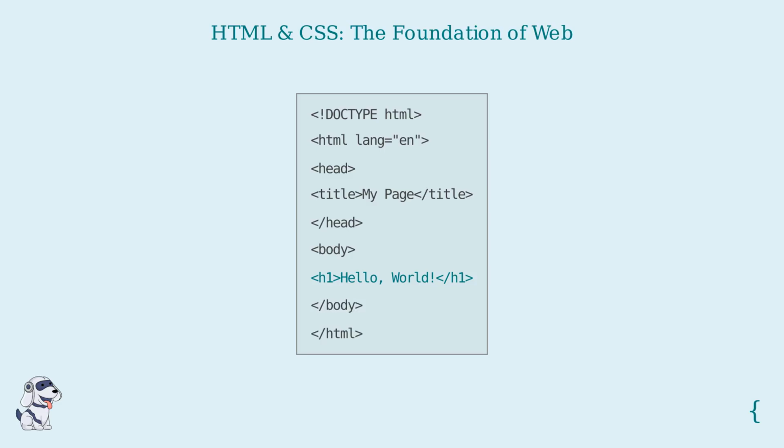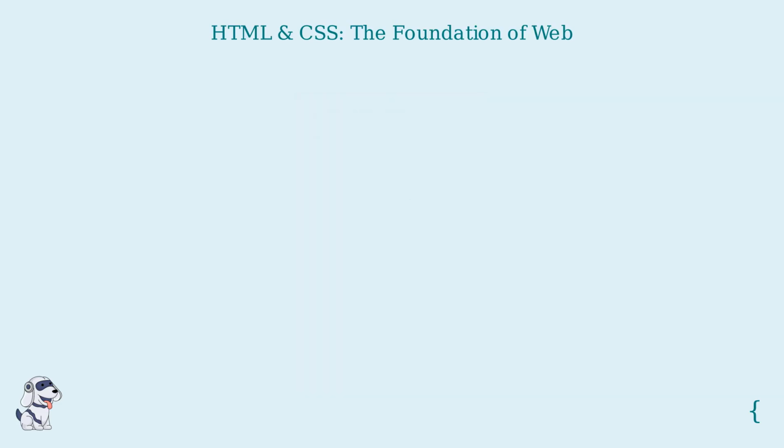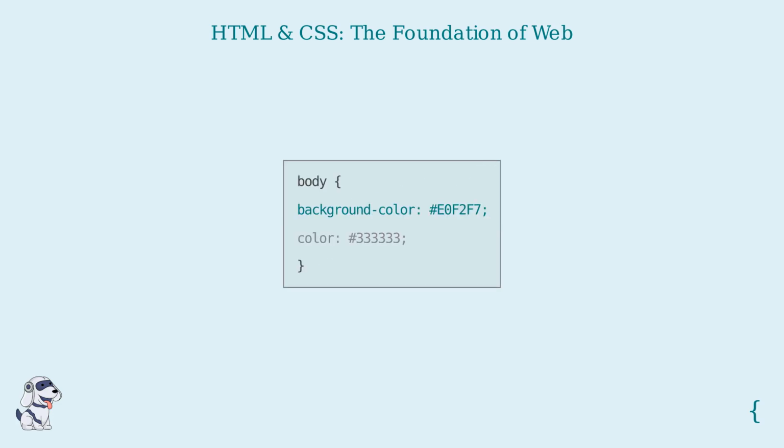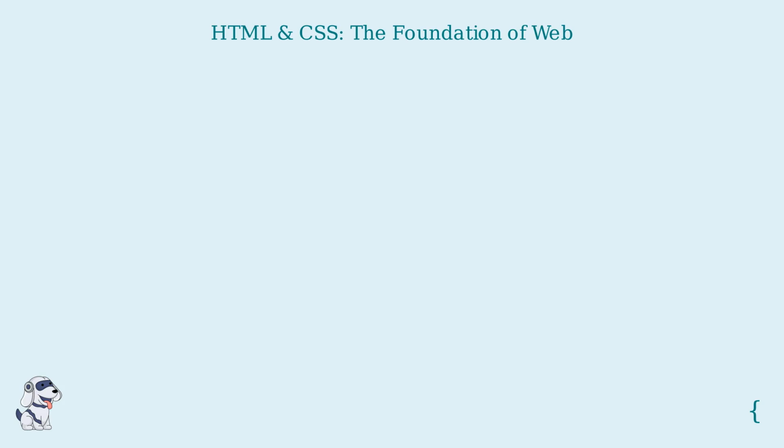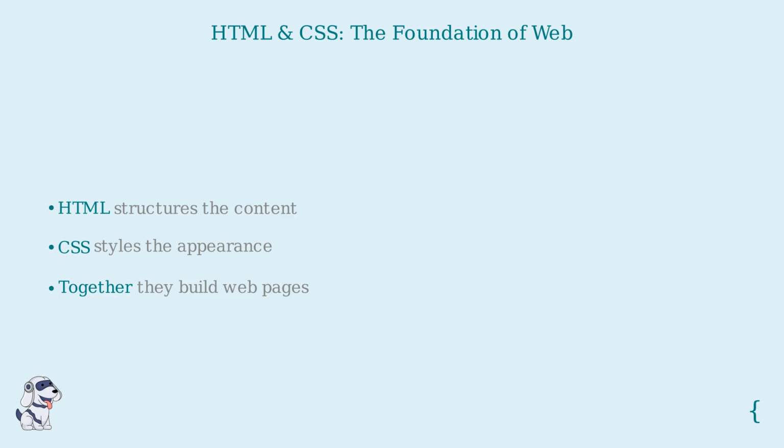First, let's look at a basic HTML document structure. We declare the doctype, open the HTML tag, include head and body sections, and place content inside an H1 heading. Now, let's add a bit of CSS to style the page. We target the body selector, set a background color matching our theme, and define a text color for readability. Key takeaway: HTML lays out the structure, CSS styles the look, and together they form every web page you interact with.